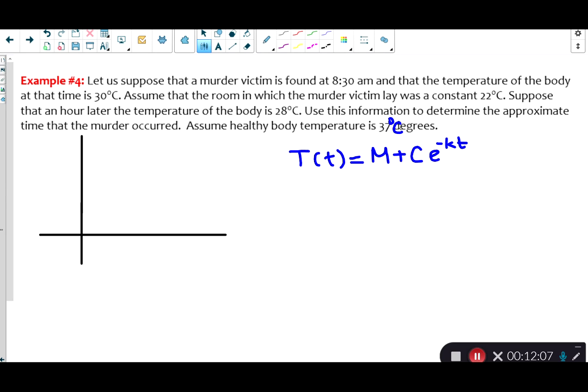So initially the body was found and the temperature was 30 degrees. 1 hour later it was 28 degrees. The room temperature where the body was found is 22 degrees. And assuming a healthy body temperature is 37, can you figure out when did the person die? So again, this is some kind of a cooling problem. So this is the cooling of, in this case, body temperature.